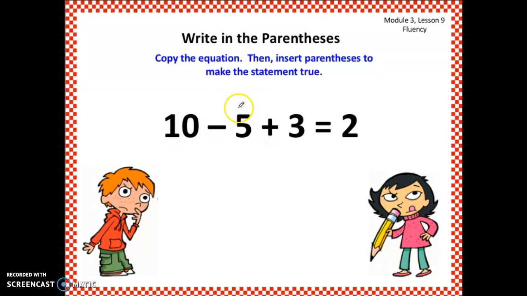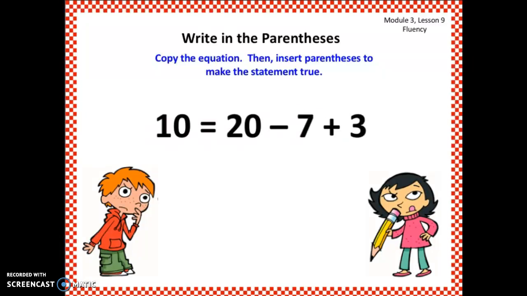So where you should have put the parentheses is right here. Because 5 plus 3 equals 8. And if we complete the equation, 10 minus 8 equals 2. And that would be correct. Okay, erase. Let's try another one.